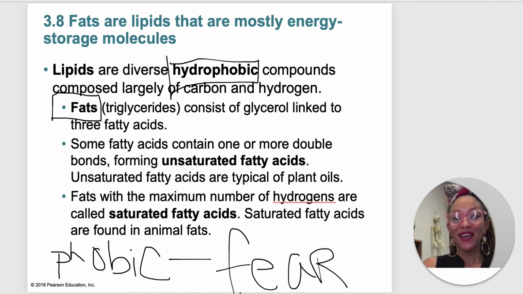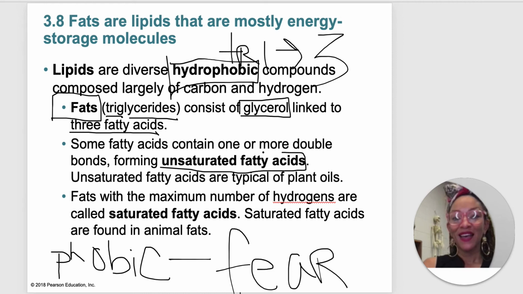The technical term for fat that we're typically talking about is something called a triglyceride. So this is going to be one glycerol linked to 3 fatty acids. So that makes sense, right? Because tri means 3. Okay, so 3 fatty acid tails attached to one glycerol. So triglyceride.